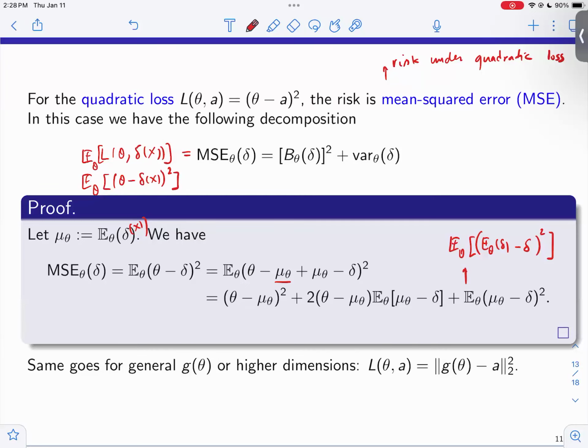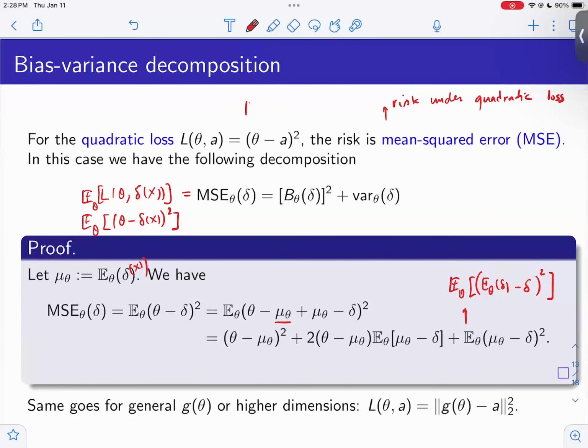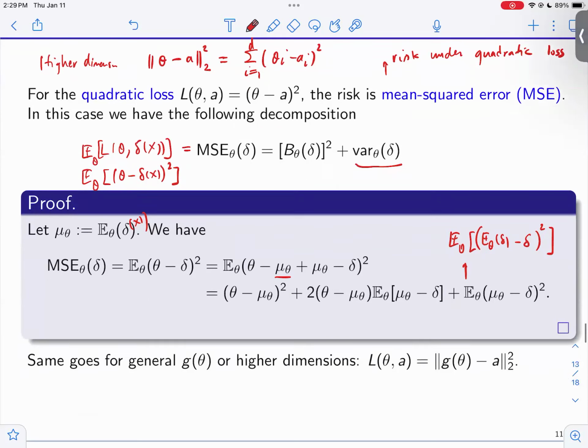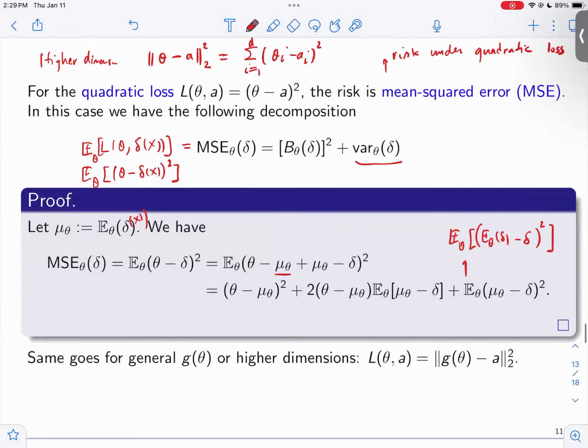So this extends to higher dimensions. If you, for example, have vectors, you can replace this with the L2 norm. So this would be summation i from 1 to d, let's say d is the dimension, of theta_i minus a_i squared. The same goes for the L2 norm squared. This calculation works out, so I'll let you figure that one out as well. The variance would be a little bit different, but once you write it down, you will see what replaces it. Okay. Questions?